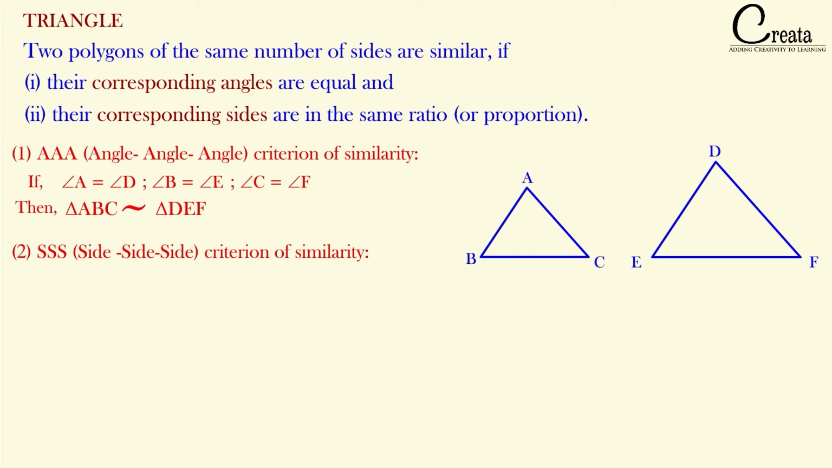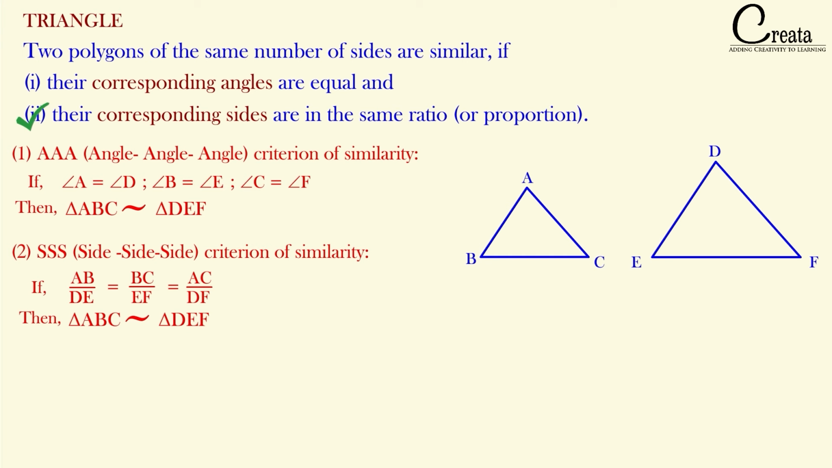Second is side, side, side, that is SSS criteria. As per this criteria, if in two triangles the ratios of the corresponding sides are matching, then the two triangles are similar to each other. We do not have to check for the corresponding angles. The corresponding angles will automatically be equal. So in the second condition only, we will check the ratio of the corresponding sides. Note that here we are not matching the corresponding sides. We are matching the ratios of the corresponding sides. This is important. This is different from congruency. So here ratios is very important. Do not forget this in the middle of the examination.